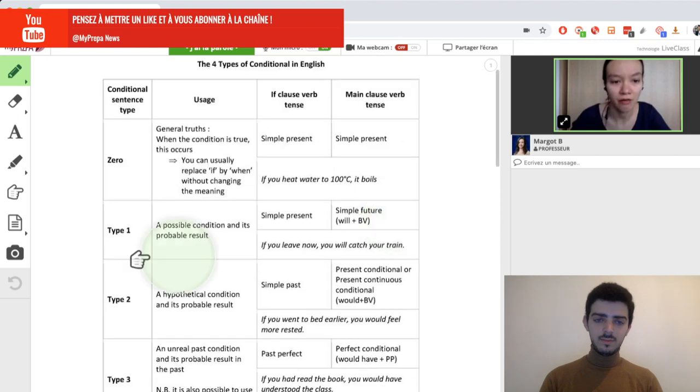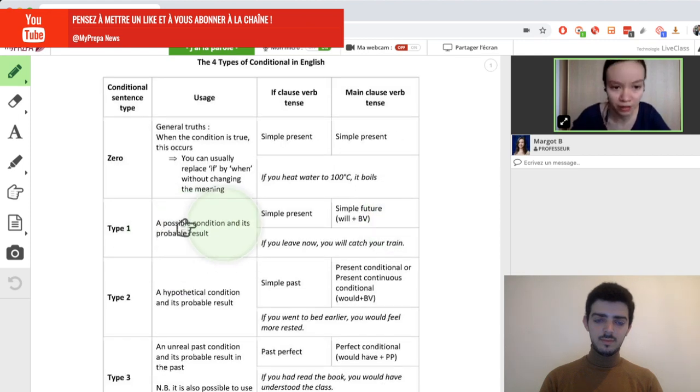However, if you're talking about a possible condition, then it becomes a type 1. So you're talking about a possible condition and its probable results. You're going to use simple present in the if clause and simple future in the main clause. So if you leave now, you will catch your train.